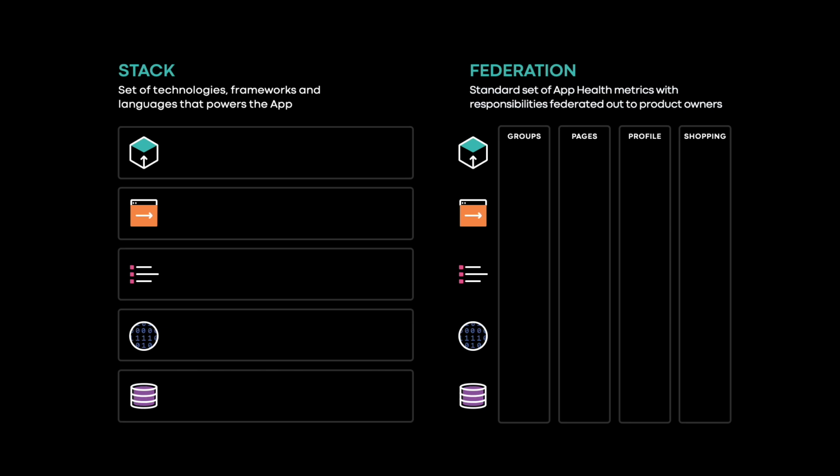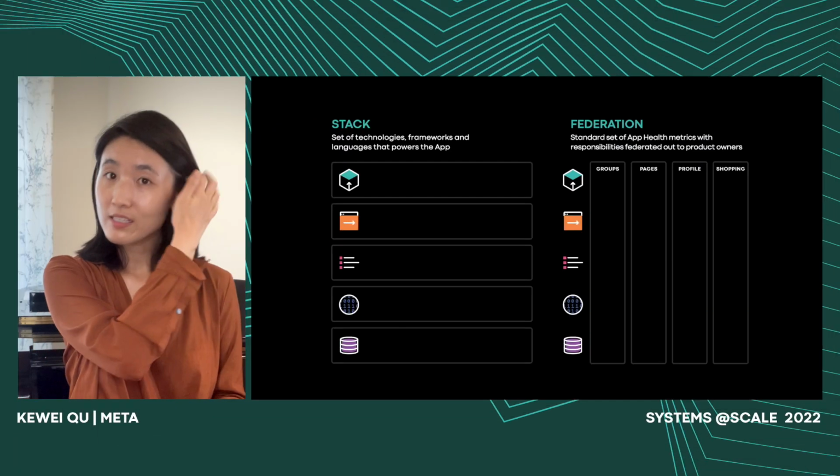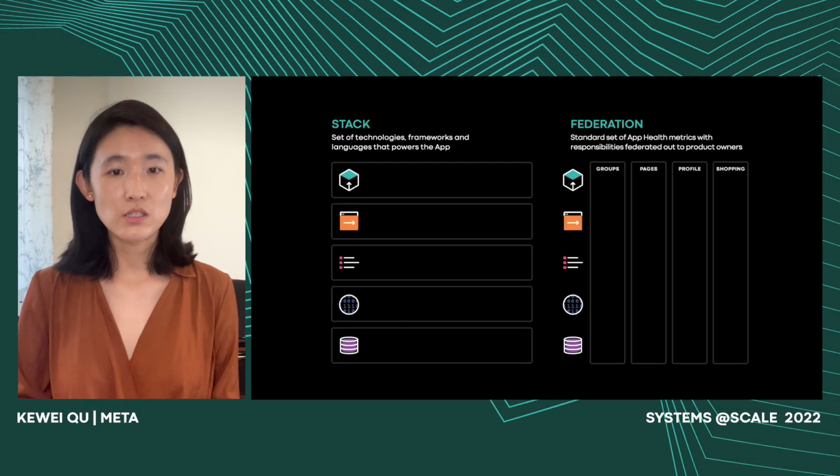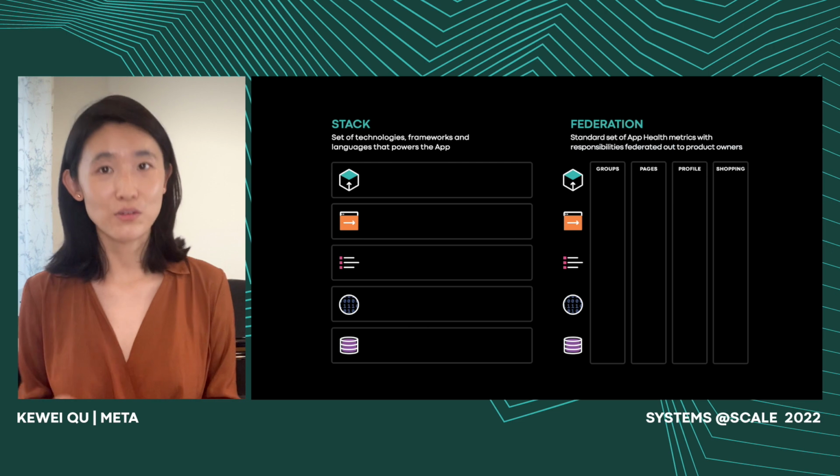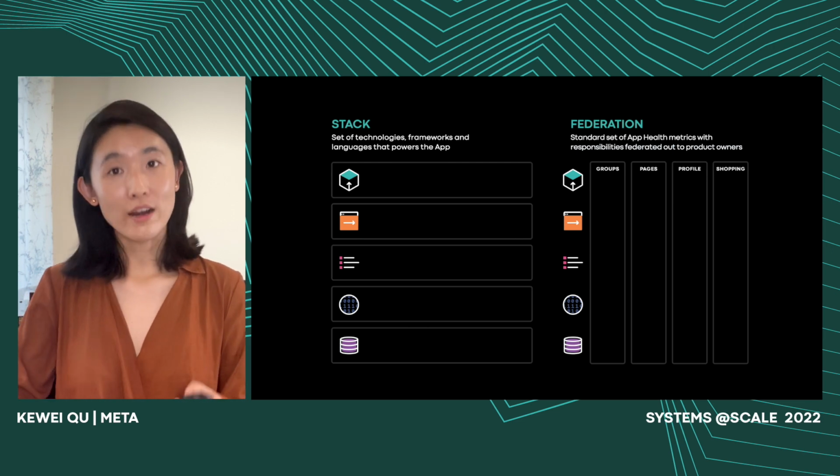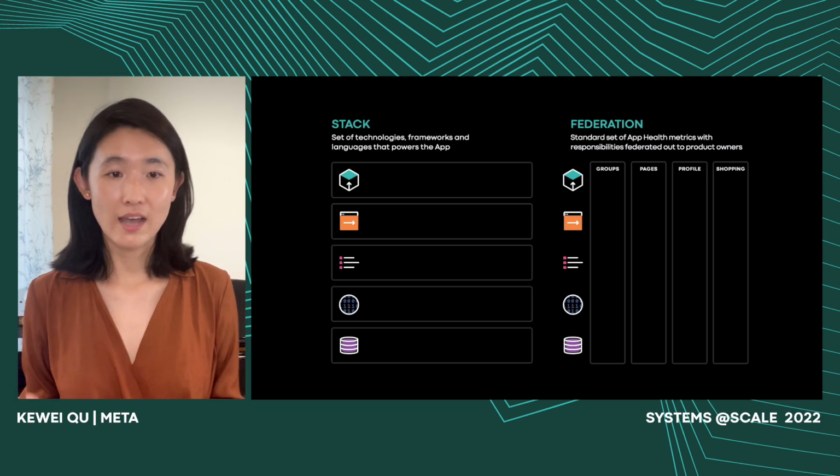Now, the next term, of course, is federation. In the context of App House, federation means a standard set of App House metrics with the responsibilities federated out to the product owners. In the diagram here, we make it very clear it is a vertical approach. Our start point is each distinct product and features, and they cut across the meta stack. If this contrast doesn't resonate with you right now, or you don't fully understand the difference, don't worry about it. We're actually going to the details in the later slides.